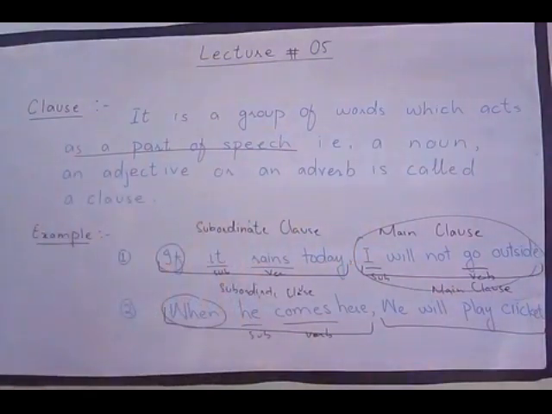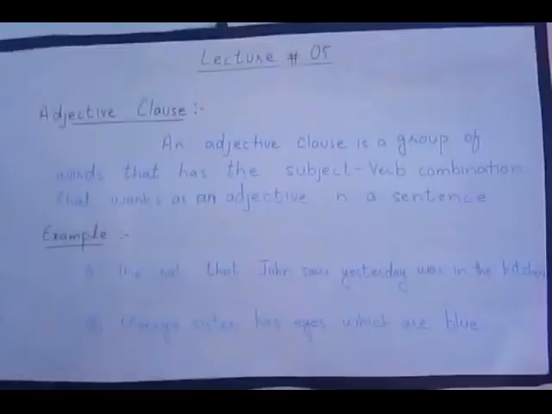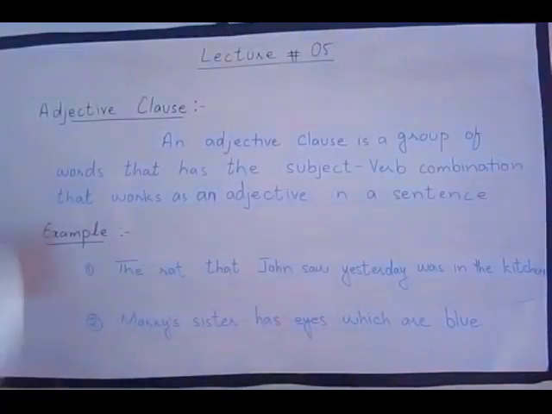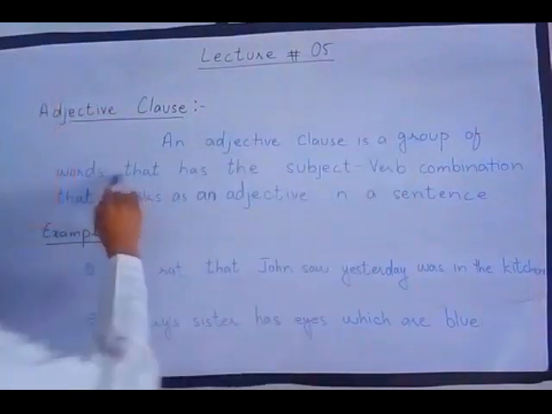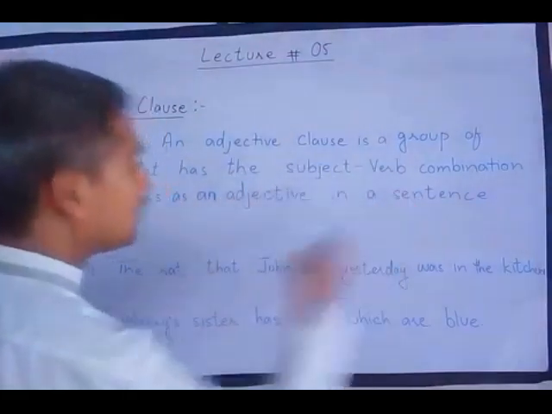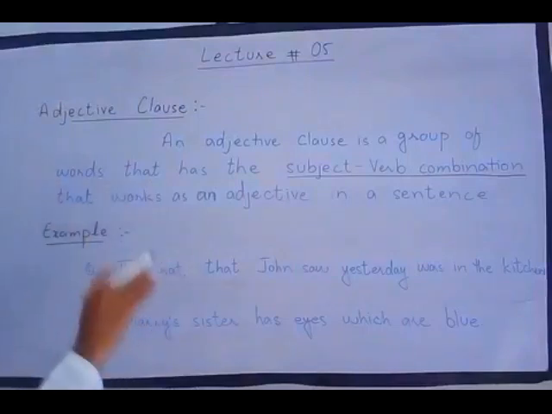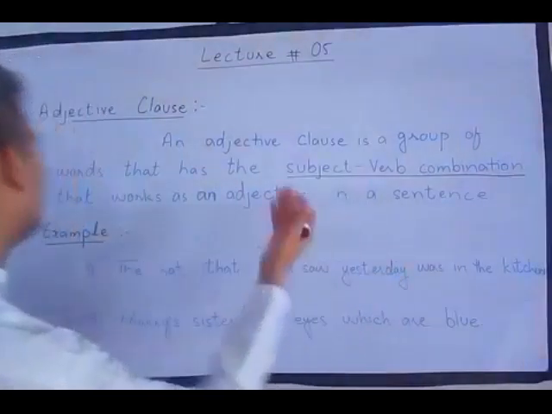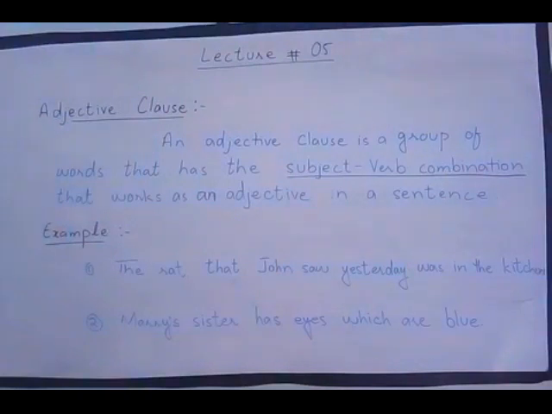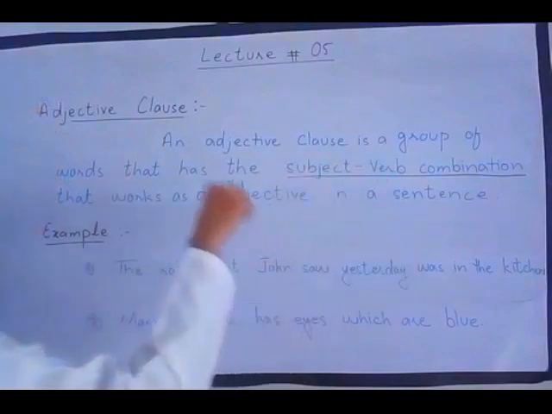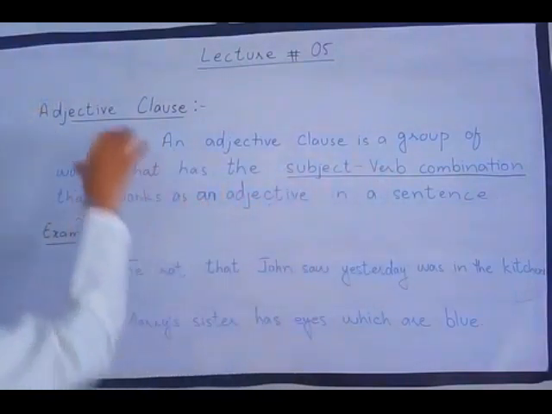Okay, now I will further tell you what is adjective clause. So now students, look at the definition of adjective clause. An adjective clause is a group of words that has the subject verb combination that works as an adjective in a sentence. It's called an adjective clause. So adjective clause contains a subject and verb and it acts like an adjective.